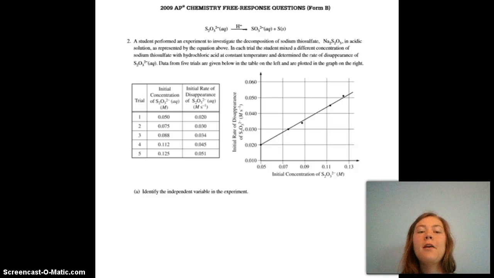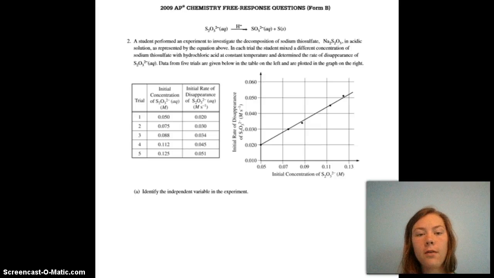Hello, welcome. Okay, so today we will be looking at the 2009 AP Chemistry free response question number 2 from Form B. This question has to do with kinetics, but first we need to look at what the question is all asking us and what the experiment entails.